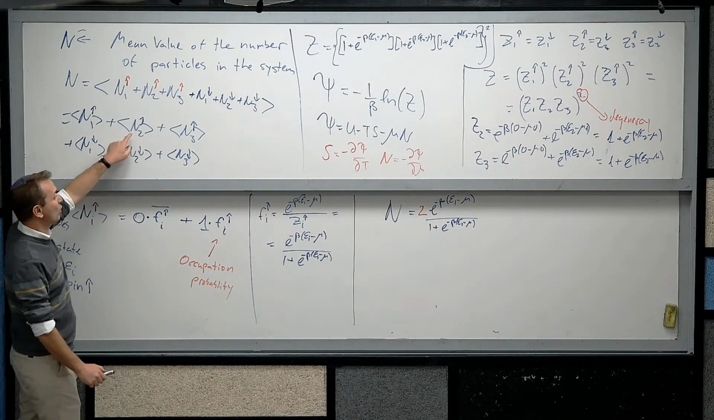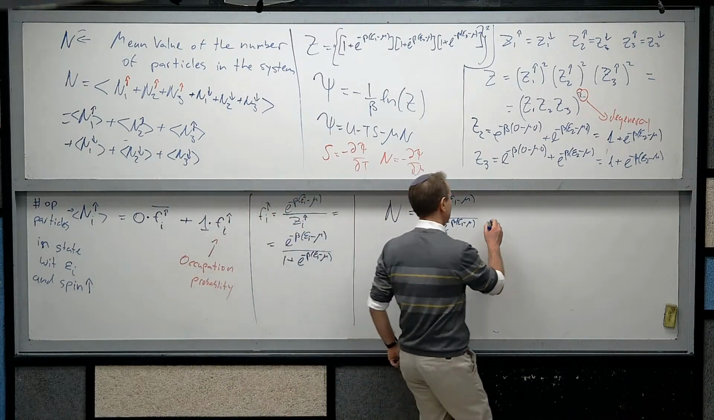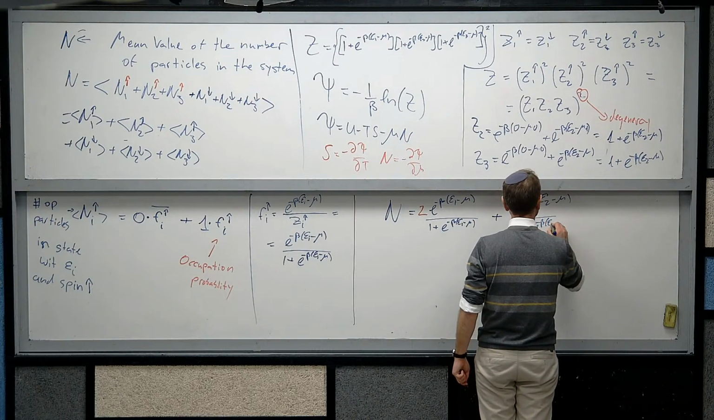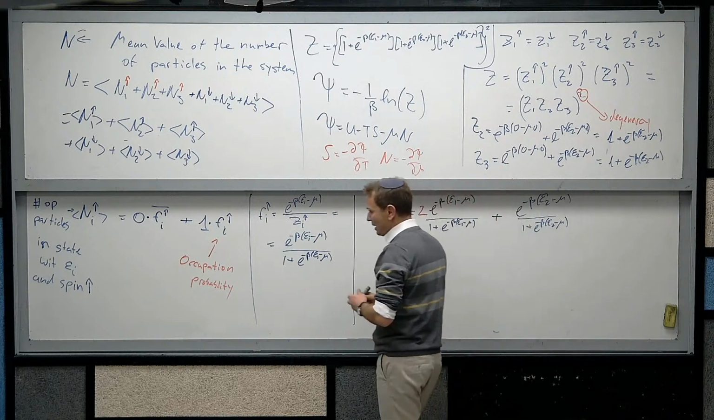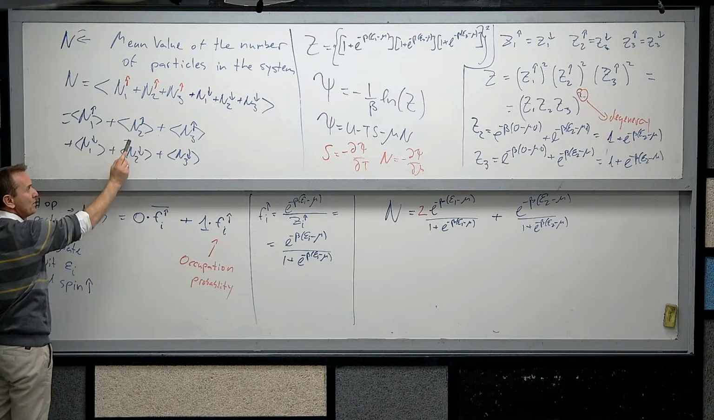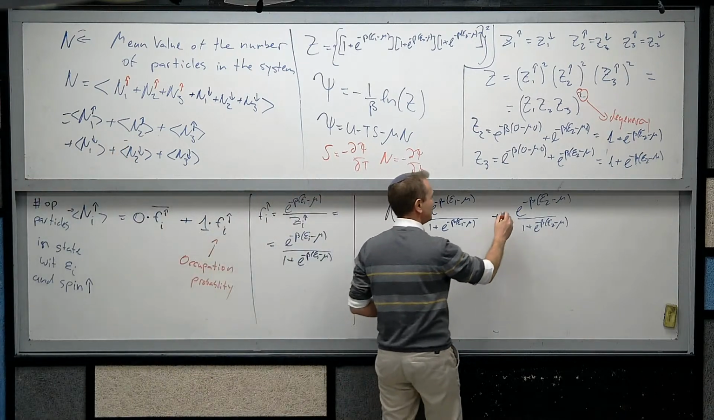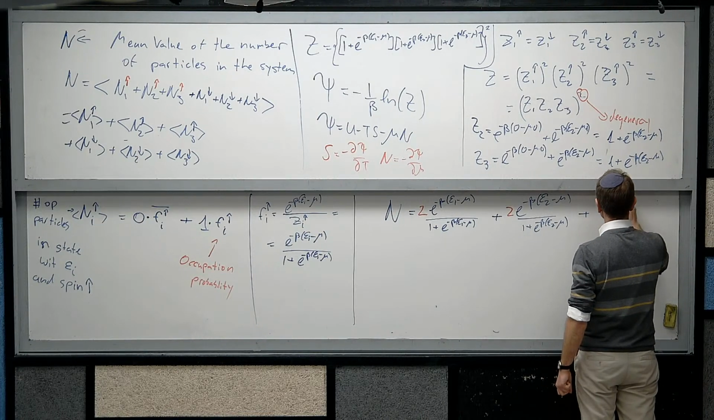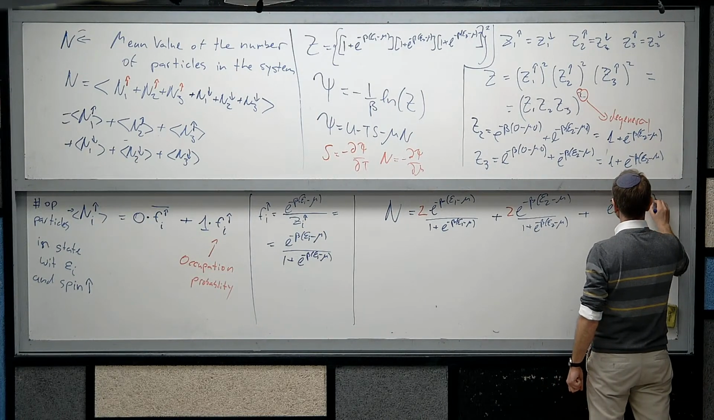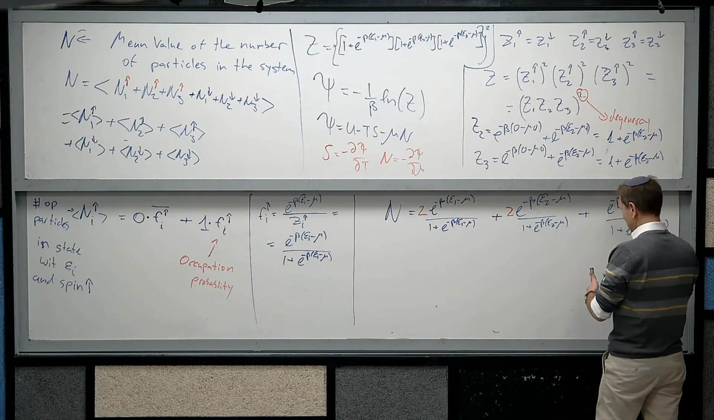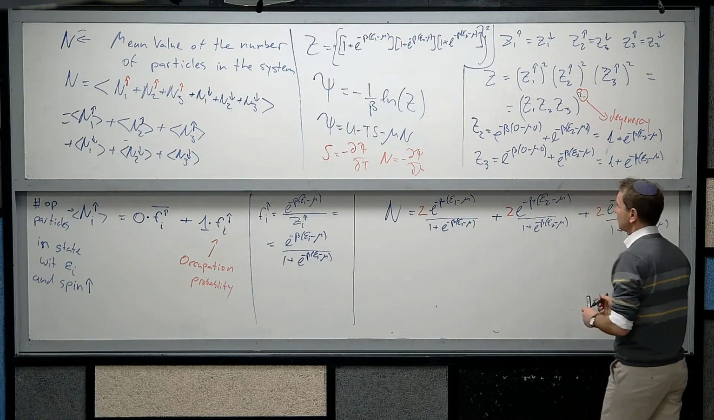The same goes for the second state. Plus e to the power minus beta epsilon 2 minus mu, divided by 1 plus e to the power minus beta epsilon 2 minus mu. And again we have 2 from the contribution of n2 up and n2 down, so the same degeneracy. And the third state is plus e to the power minus beta epsilon 3 minus mu, divided by 1 plus e to the power minus beta epsilon 3 minus mu. And we have the degeneracy 2.